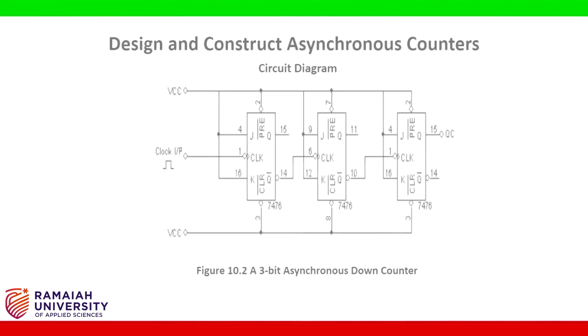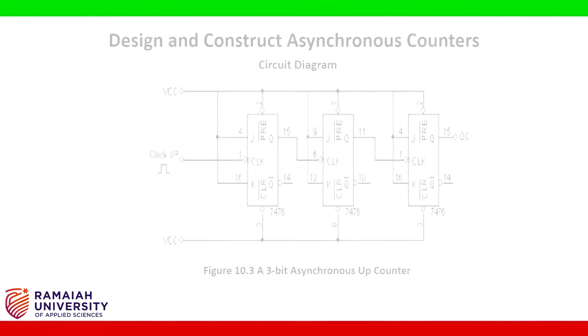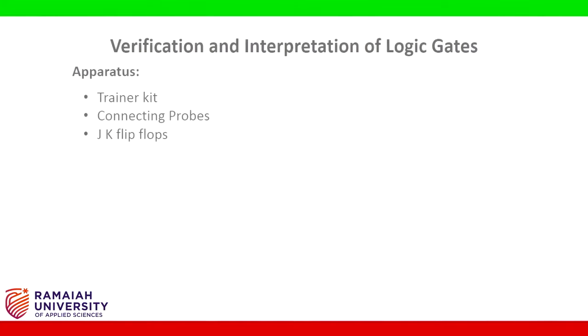The 3-bit asynchronous down counter logic diagram is as shown. The 3-bit asynchronous up counter logic diagram is as shown in figure. The apparatus required for this experiment are trainer kit, connecting probes, JK flip-flops.